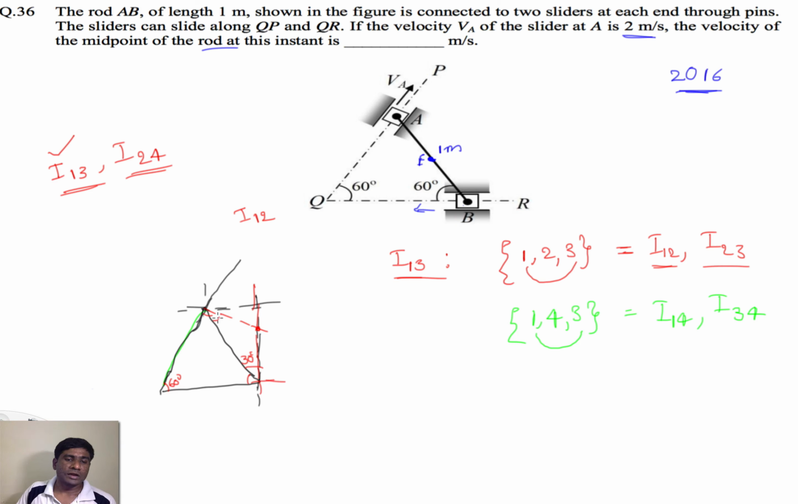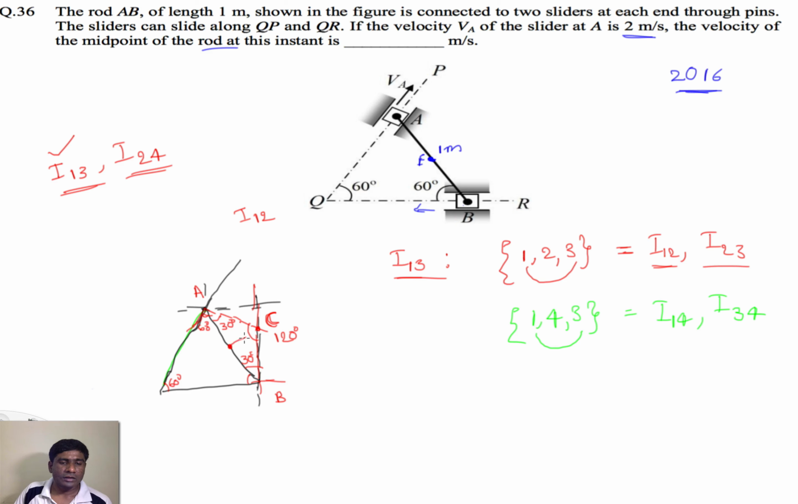And what is this angle? Because this line is perpendicular to this side and this is 60 degrees, this is 30 degrees. This is point A and this is point B, and let's consider the midpoint. In this triangle, this is A and this is B, and let's consider this as C. In the triangle ABC, this is 30, this is 30, and this is 120 degrees.